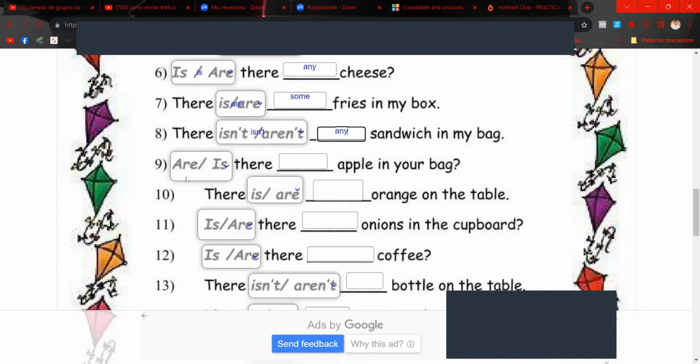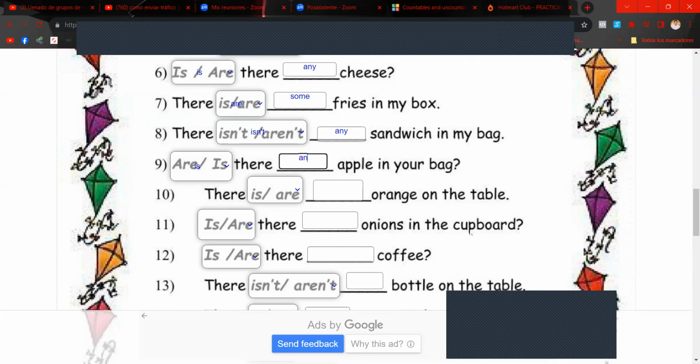The number 9. Are there or is there apple in your bag? Come on, volunteer. Who tell me the correct alternative here? Is there an apple in your bag? A-N. Very good.